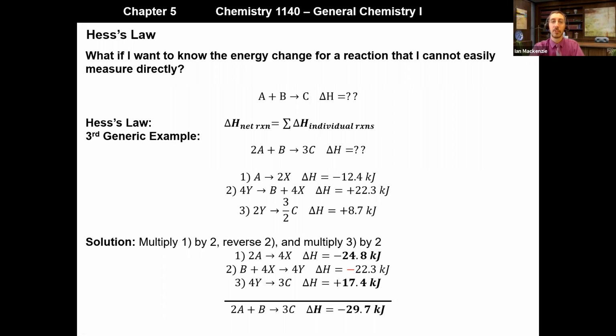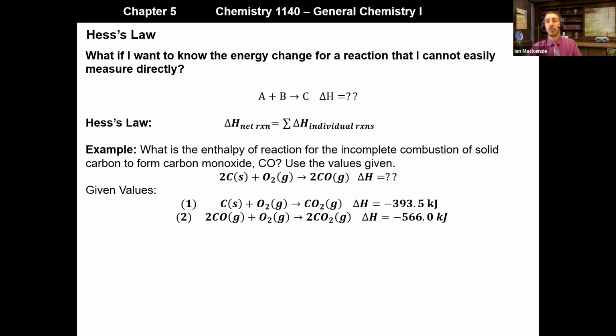Okay, we've done several generic examples. Let's do an actual example using chemical reactions. So what is the enthalpy of reaction for the incomplete combustion of solid carbon to form carbon monoxide? This is not an easy reaction to measure the enthalpy for, because when you try to do combustion of carbon with oxygen, you're mostly going to get carbon dioxide, not carbon monoxide. So this isn't one that's easy to measure directly.